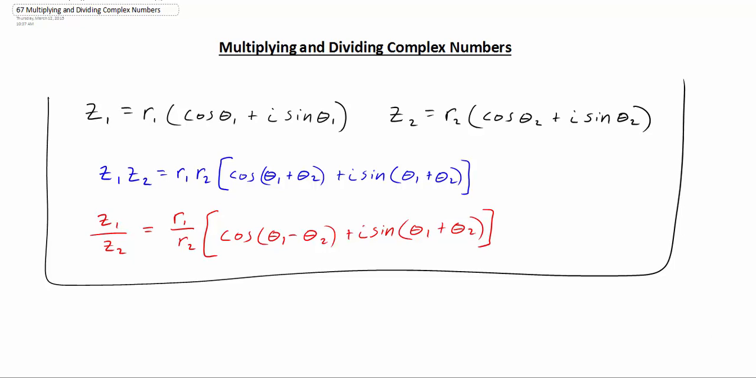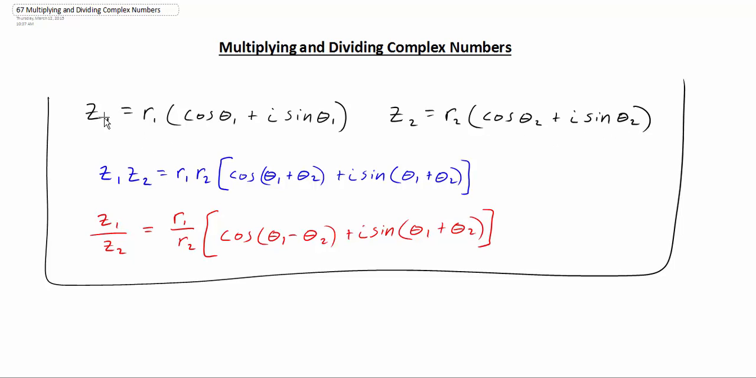This video is going to look at multiplying and dividing our complex numbers. If we have one of our complex numbers, we'll define this as z sub 1. The trig form is r1 multiplied by cosine theta sub 1 plus i sine theta sub 1. Then our second complex number would be z sub 2, and we'll define that as r sub 2 cosine theta sub 2 plus i sine theta sub 2.